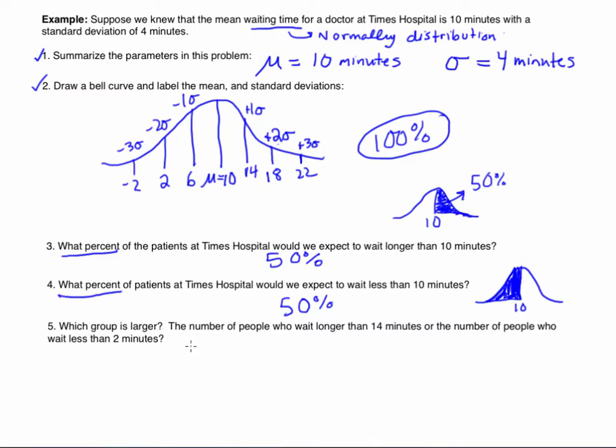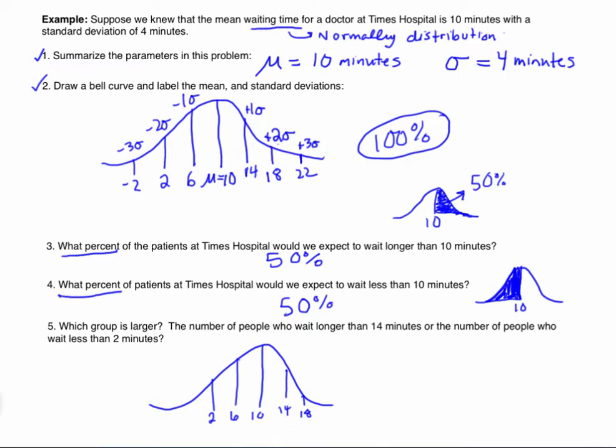Here's another question. Which group is larger, the number of people who wait longer than 14 minutes or the number of people who wait less than 2 minutes? So what I'm going to do is label both of these on the normal distribution, keeping in mind that the standard deviation is 4. Here this was 6, this was 14. I'm going to sketch a graph again, and it looks like these are the only values I need: 2, 6, 10, 14, 18. This is just a quick sketch of what I drew up above.